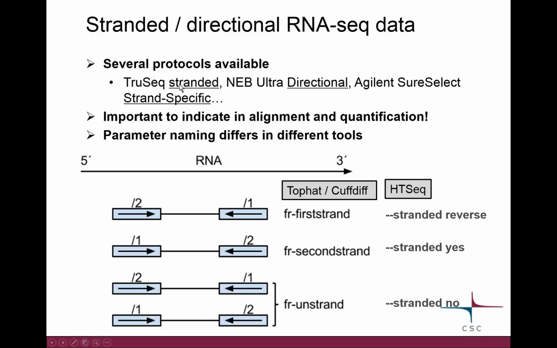So there are lots of different kits, but what you want to see is, does it say stranded or directional or strand specific? And if it does have this, it means it's stranded, and you need to know in which way it is stranded. And then based on that information, you select the correct parameter. These parameters have a bit strange names, but they're either called first strand or second strand.